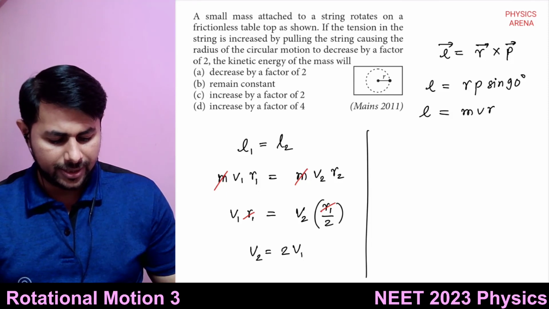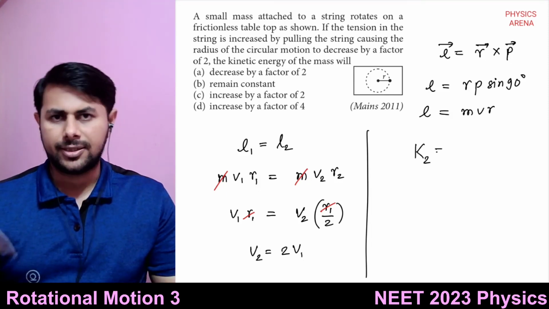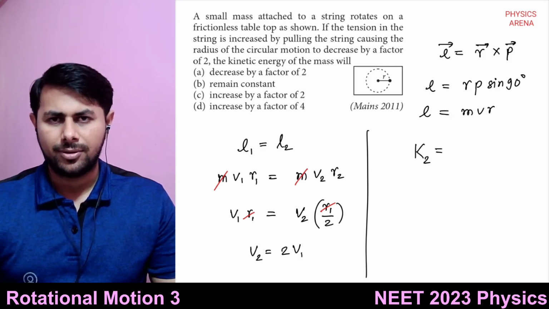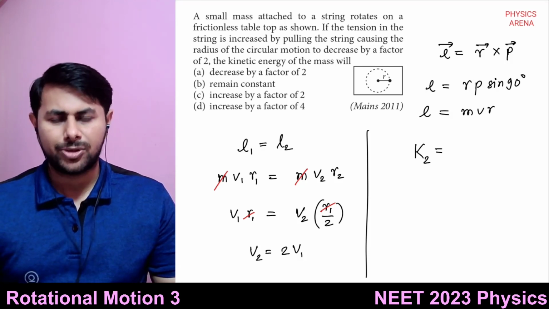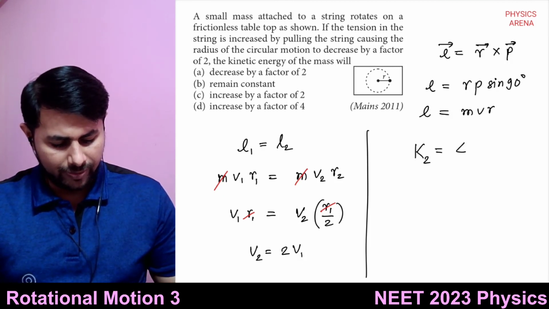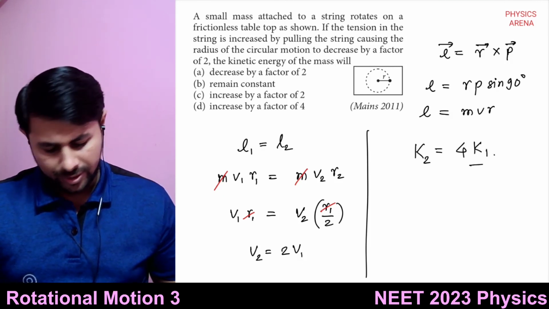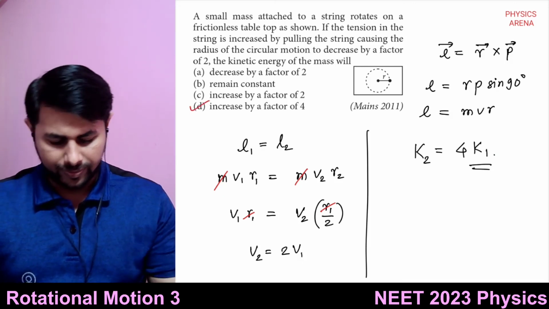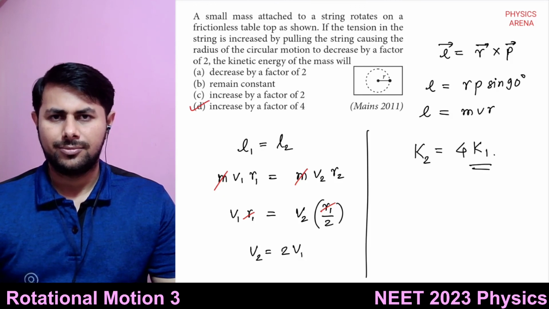So if v2 is 2 times v1, how much will be the kinetic energy? The velocity increases by a factor of 2. The kinetic energy increases by a factor of 4 because it is directly proportional to velocity squared. So K will be equal to 4 times K1. Which is the answer? It increases by a factor of 4. This is the answer, right?